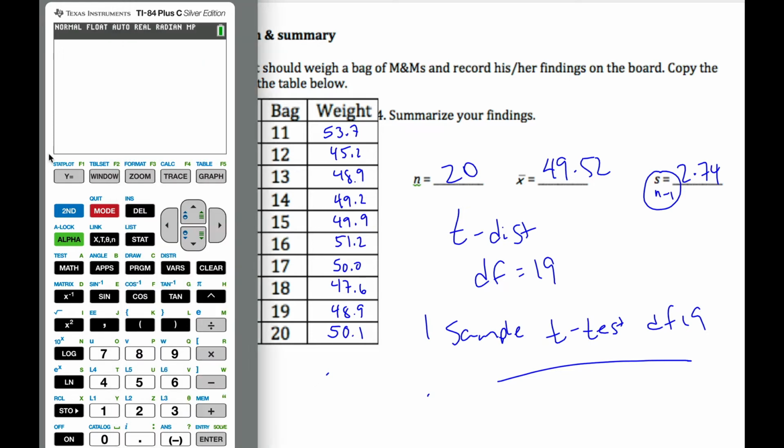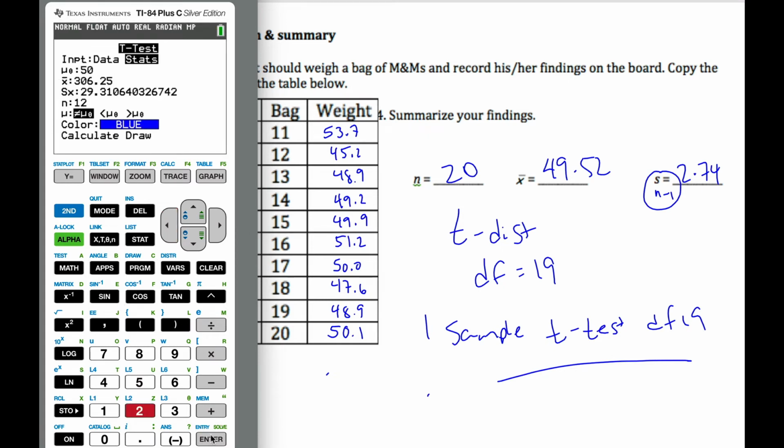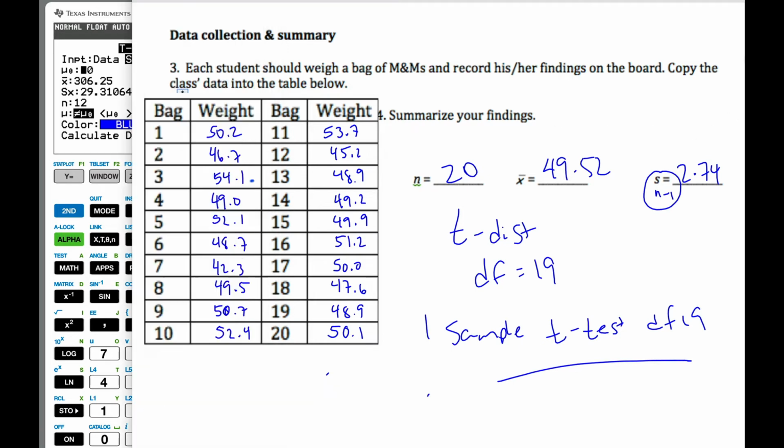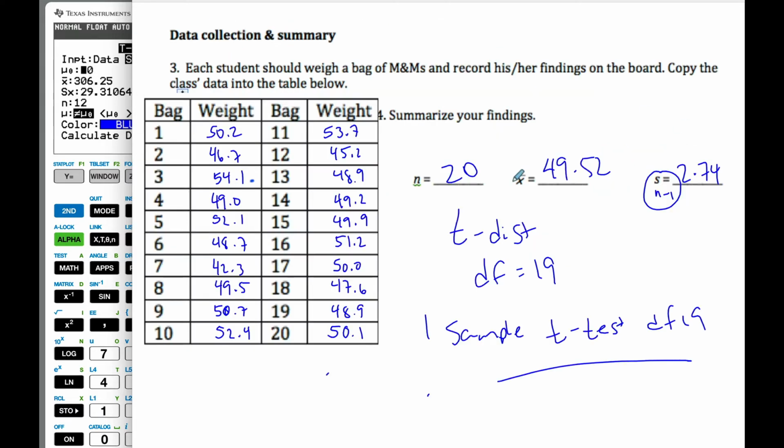So what I'm going to do is take this data and go to my calculator. I'm going to go stat, test. I'm going to do number 2, which is a t-test, because I do not know the true population's standard deviation. So I'm going to use statistics because I just have these numbers; I didn't actually put the data in. I know the null hypothesis, if I look back to the initial one, is 50 grams. So that's the mu of the null hypothesis.